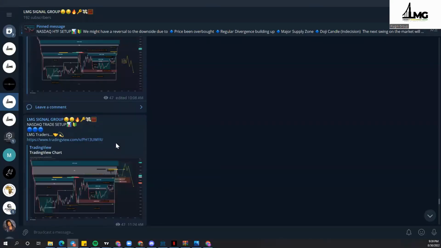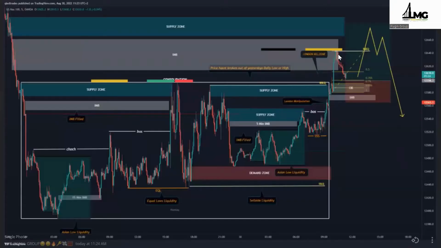So at this point, we saw price react off this imbalance, and I was like, I'm anticipating price to push to the upside, get into the supply zone, and then push down. So this is me adapting to the market one more time.